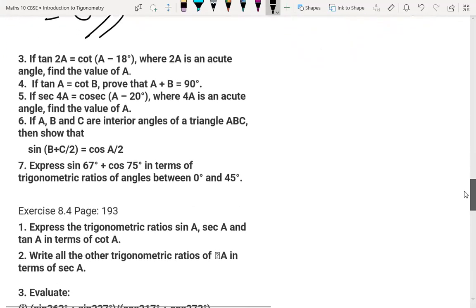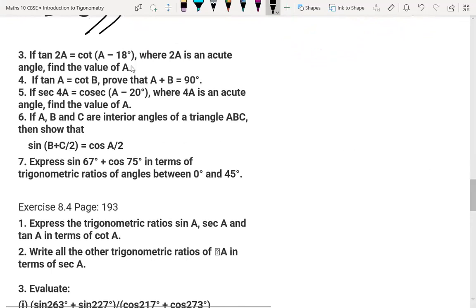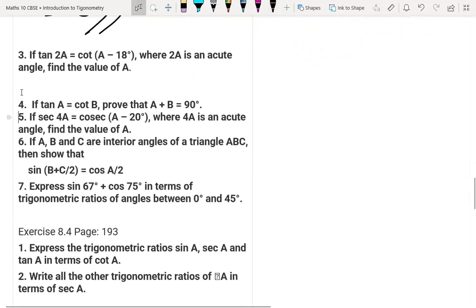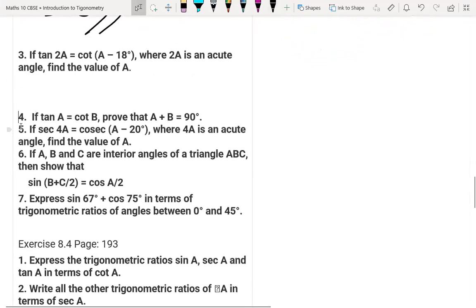Question number third. Anyone can do question number third? Question number third. Anyone has? Yes, sir, I can do it. Okay. What we can do here? Question number third. What we need to do here?